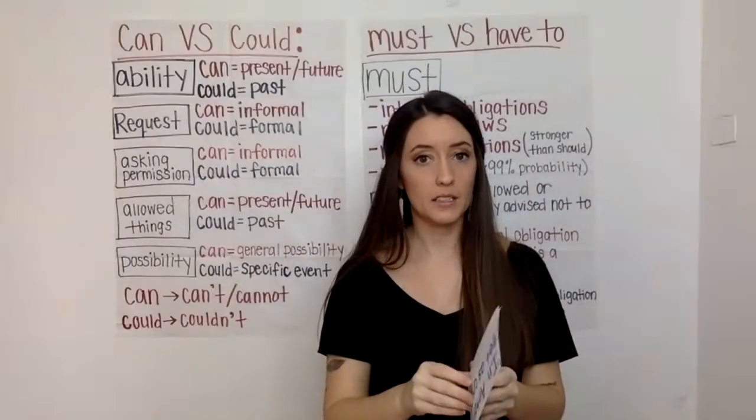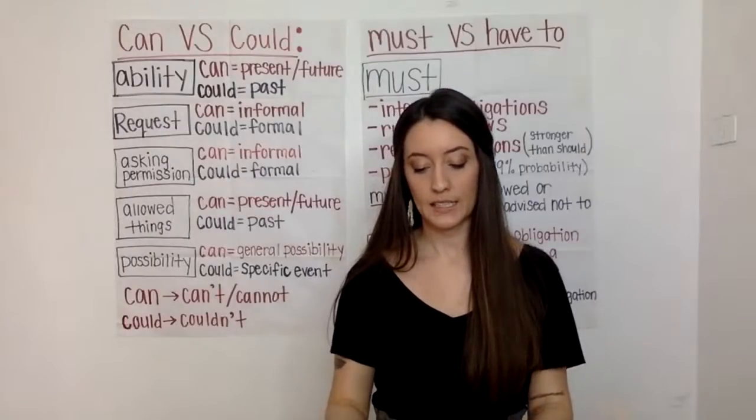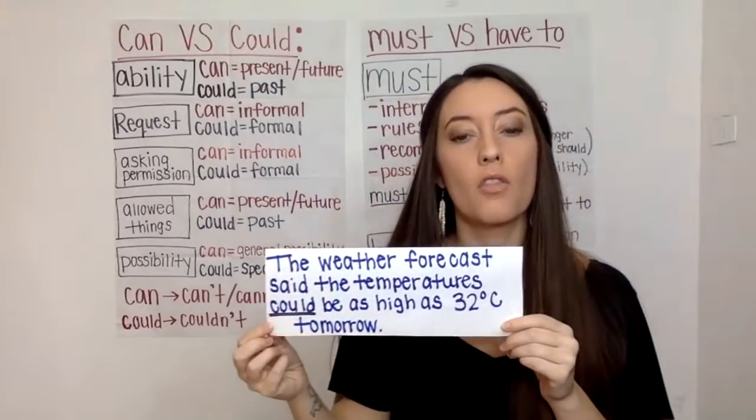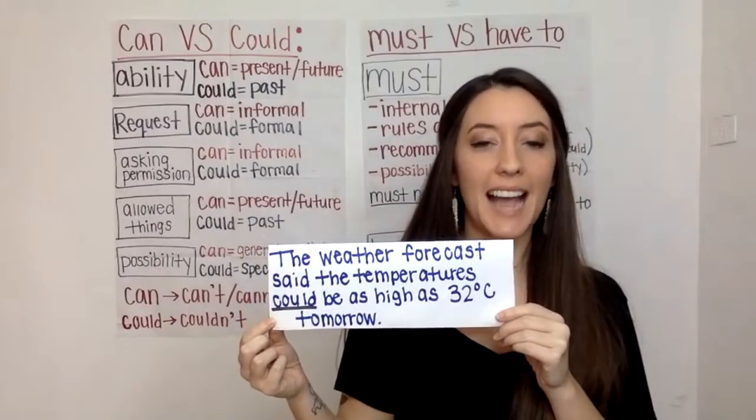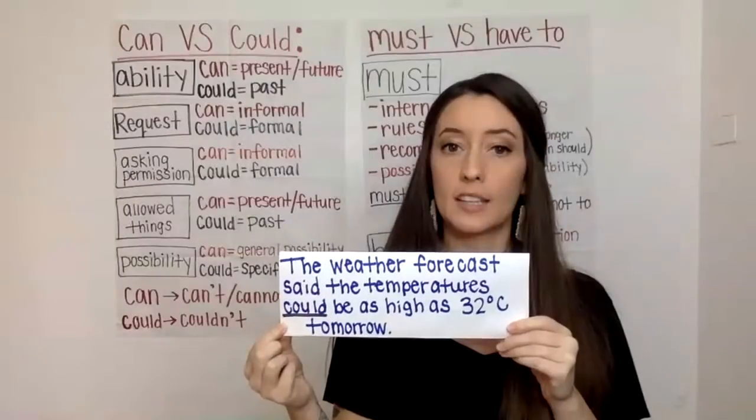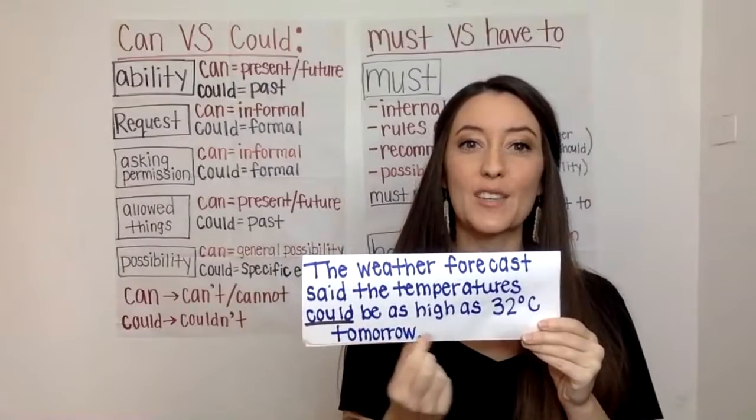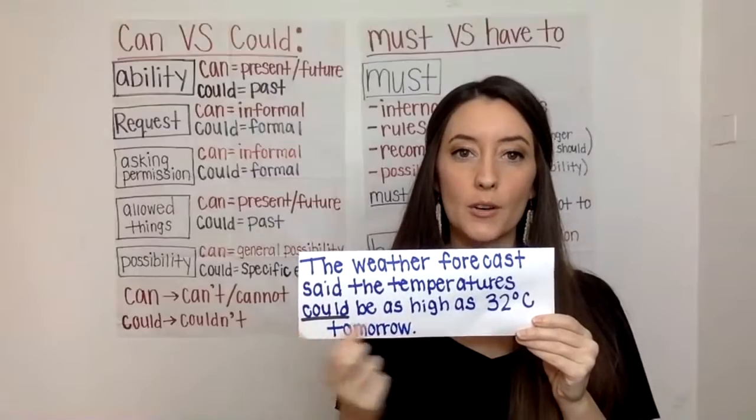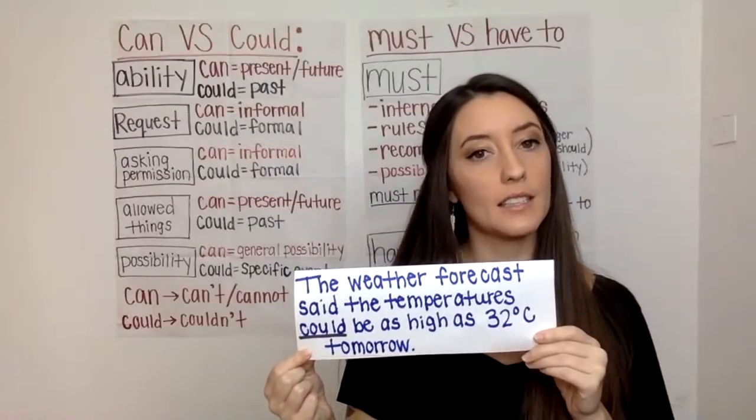However, to talk about something specific, we could say, the weather forecast said the temperatures could be as high as 30 instead of can. It's because it's specific. Our key word is tomorrow. So tomorrow is a specific event. So we use could in this sentence.